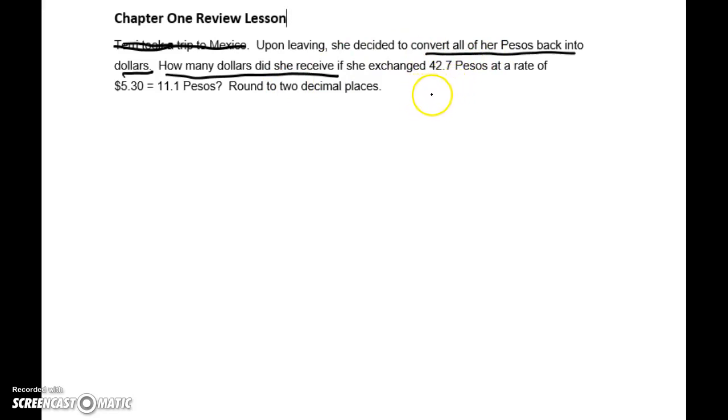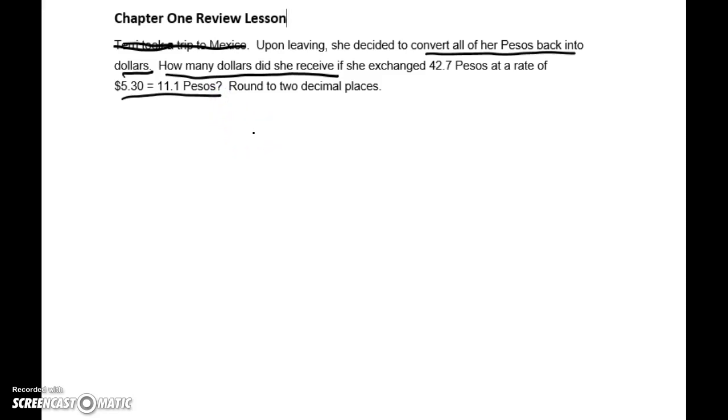Our next sentence says, how many dollars did she receive if she exchanged 42.7 pesos at a rate of $5.30 for 11.1 pesos? What's really important there is the question being asked. We also know that she is exchanging 42.7 pesos, and here we're given the rate: $5.30 for 11.1 pesos.